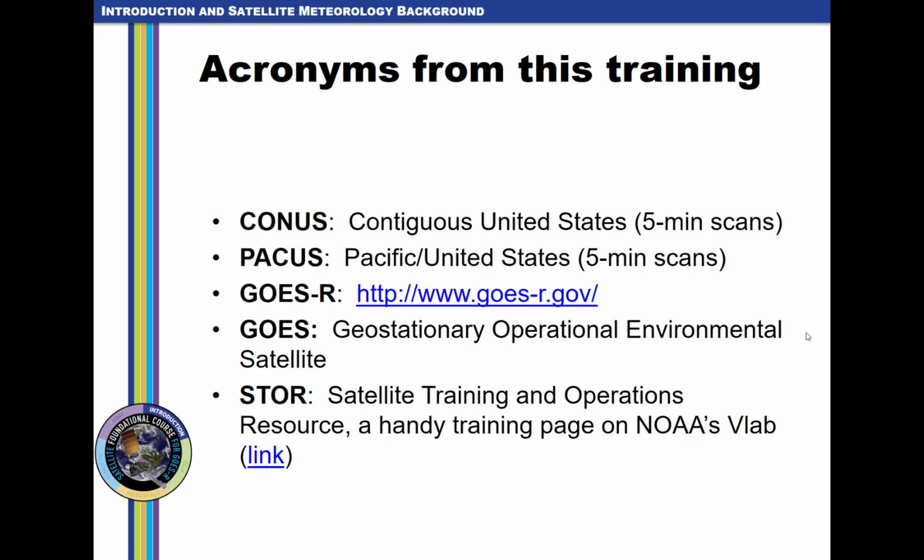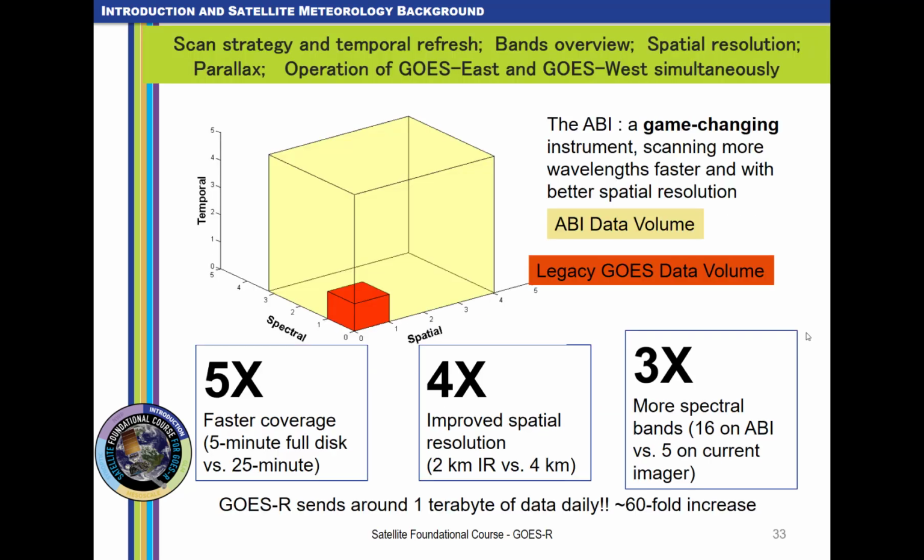Acronyms that you saw in this module are listed here. You can find a list of links mentioned throughout this training on the launching page. This is a summary to remind you of what you have learned. This is the conclusion of the Satellite Foundational course for GOES-R on basic operations of the ABI on GOES-R. Thank you for your attention.